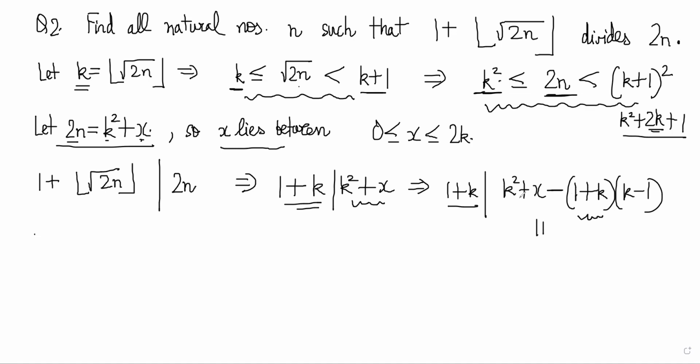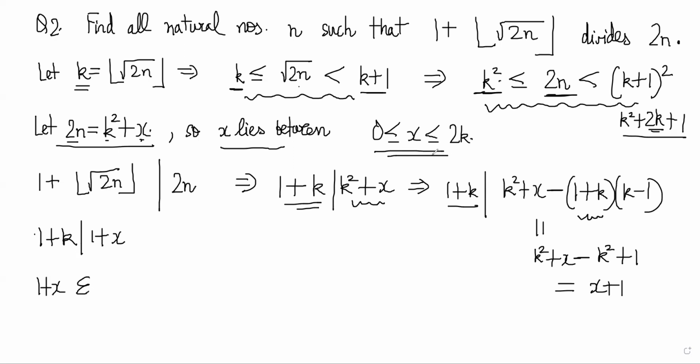Why are we doing this? Because now we can cancel k square. We can say it is k square plus x minus k square plus 1. So that is equal to x plus 1. So what we end up getting is 1 plus k divides 1 plus x, right? Great. So now 1 plus x we know belongs to what set? 1 plus x belongs to the set of 1 to 2k plus 1, right? So 1 plus x belongs to this set, and we know 1 plus k divides this. 1 plus k divides 1 plus x.